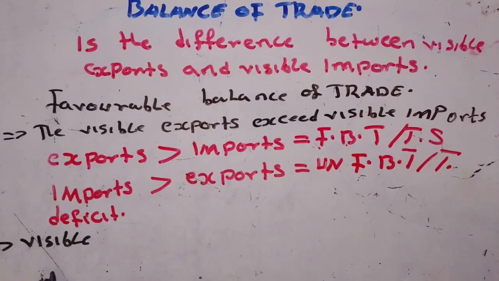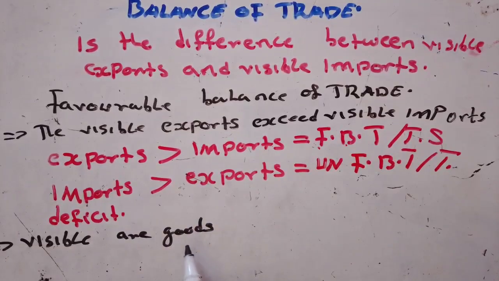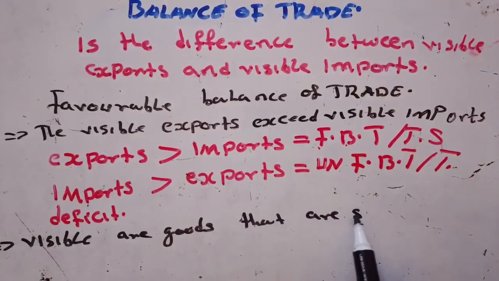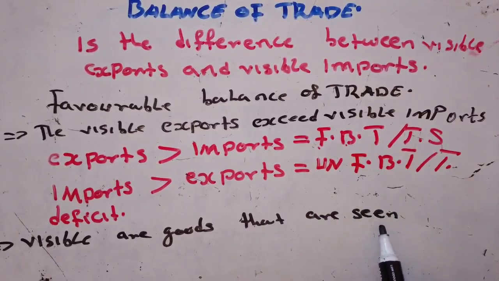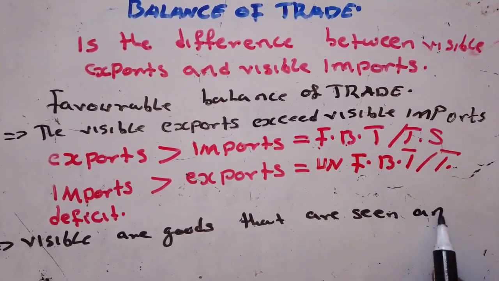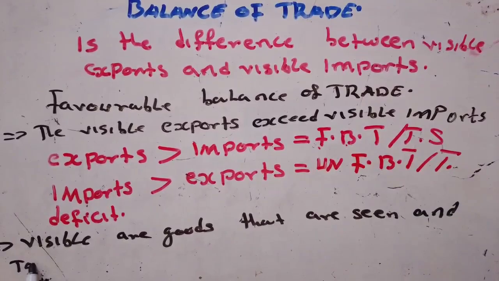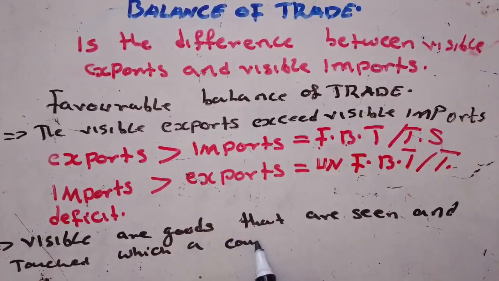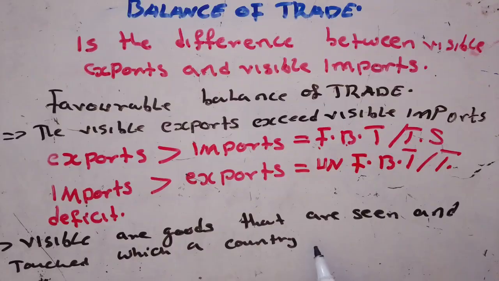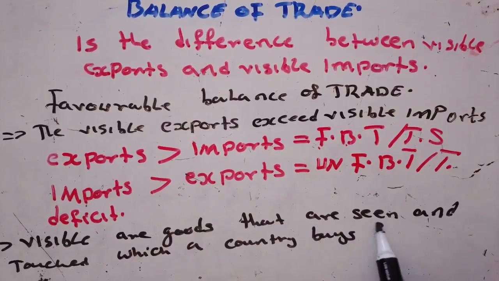So we have said that visible imports are goods that are seen and touched, which a country buys from another country.